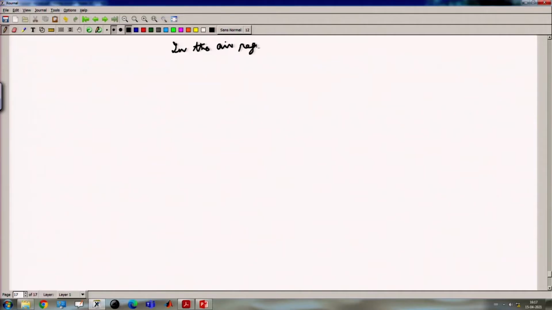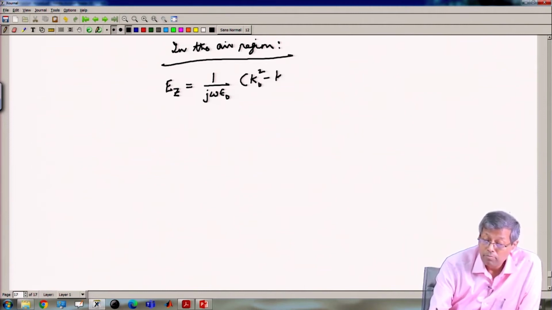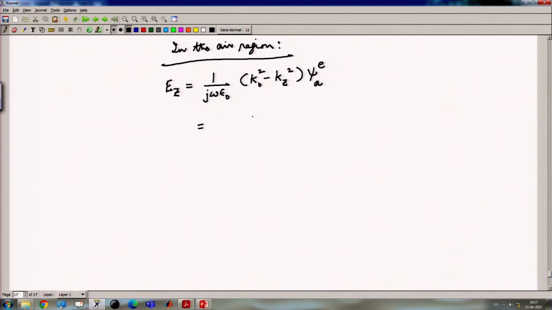So, in the air region, the electric field E z is given by 1 by j omega epsilon naught times (k 0 square minus k z square) psi a e, that is, minus v square by j omega epsilon naught psi a e. Psi a stands for air, E stands for even, as before.